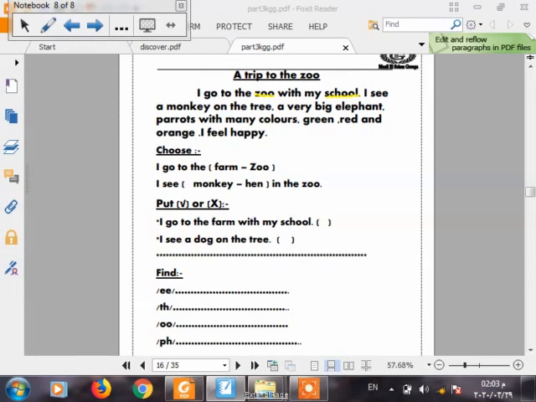I see a monkey. Make a line under monkey. A very big elephant. So make a line under big elephant. Parrots with many colors. Okay? I feel happy.